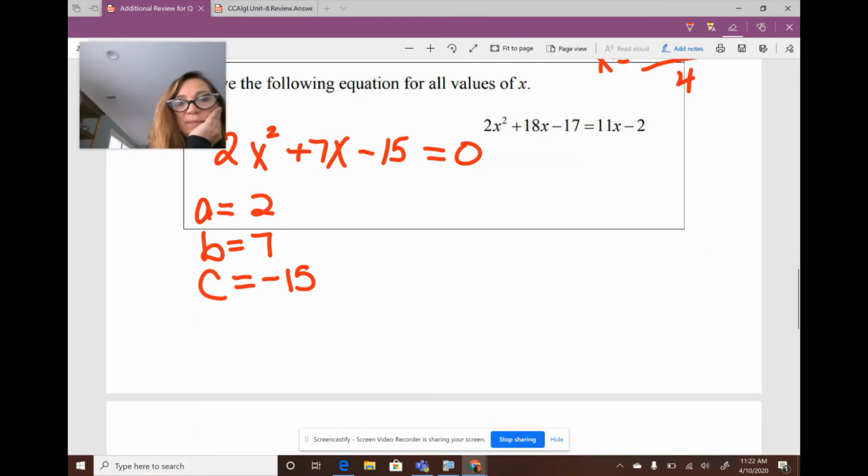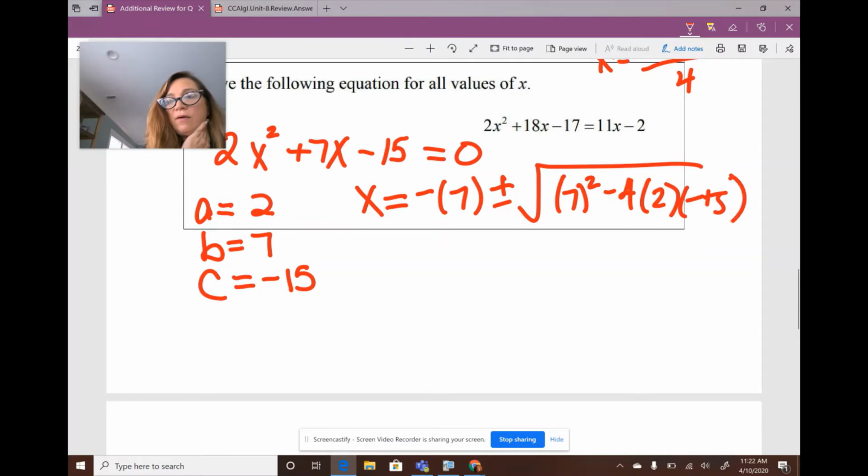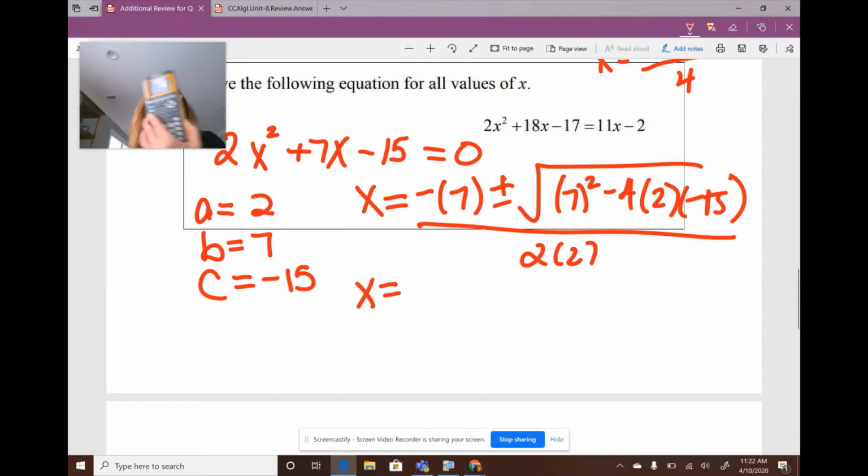So now x is equal to negative b plus or minus the square root of b squared minus 4ac, that's a 15, all over 2a. I use my calculator to always calculate my discriminant. So that gives me negative 7 plus or minus the square root of, and I type it in with parentheses and all. So that gives me 169 over 4.